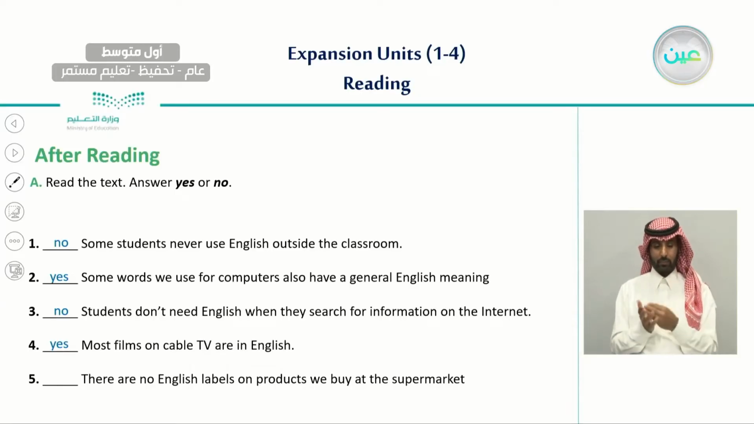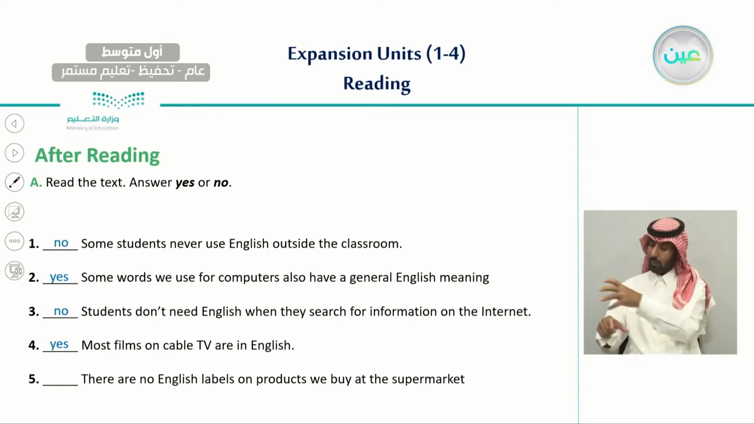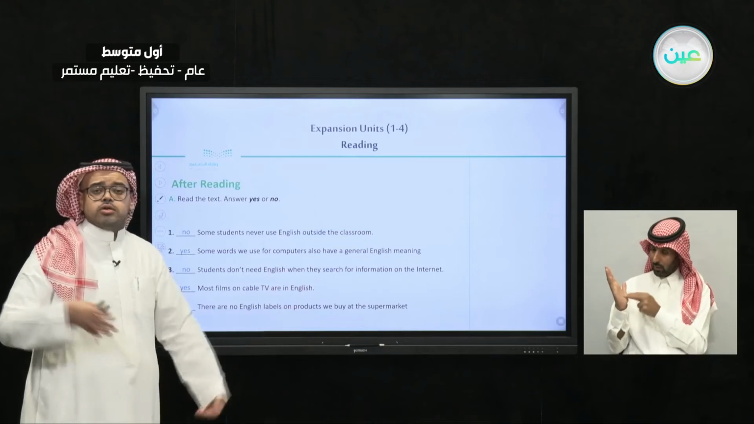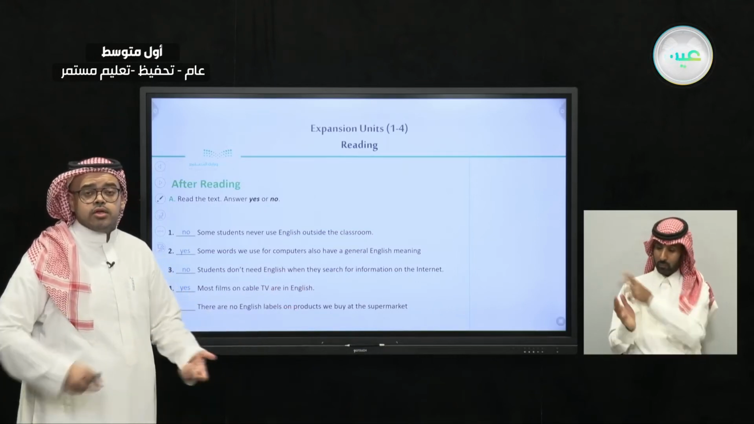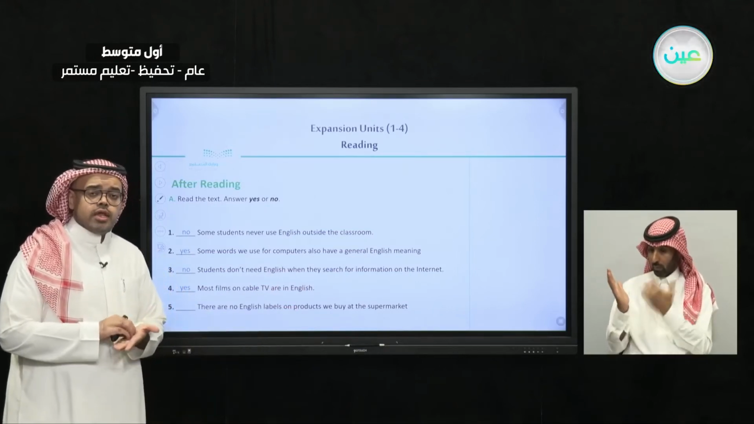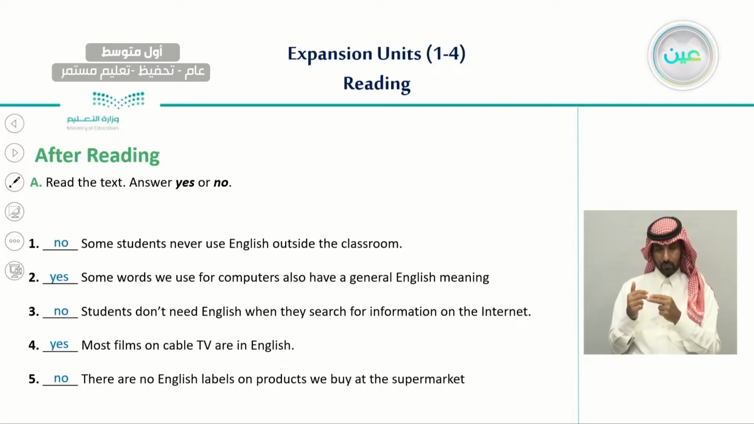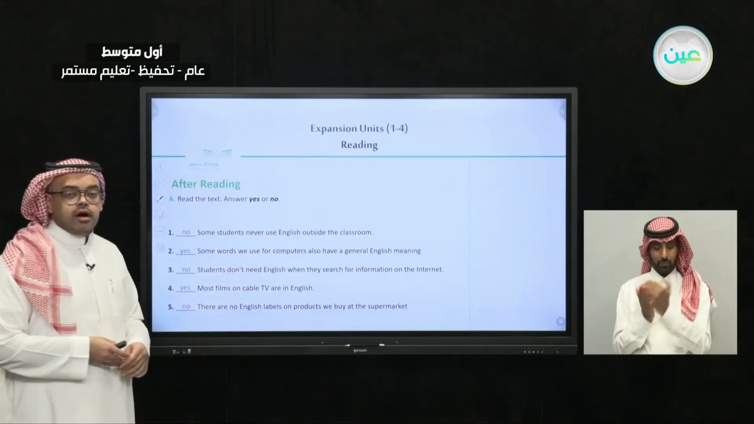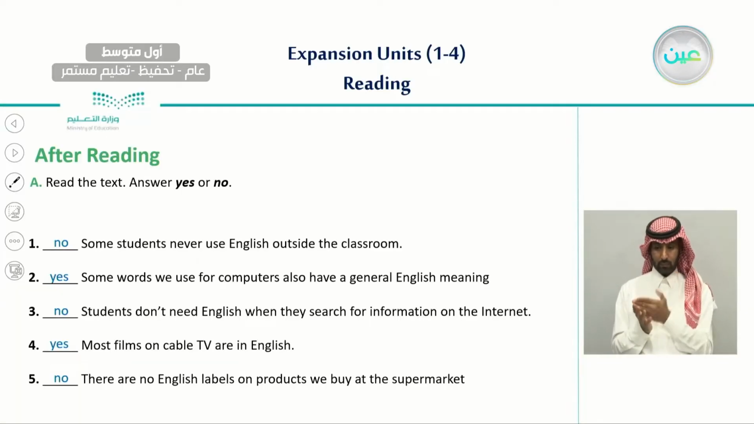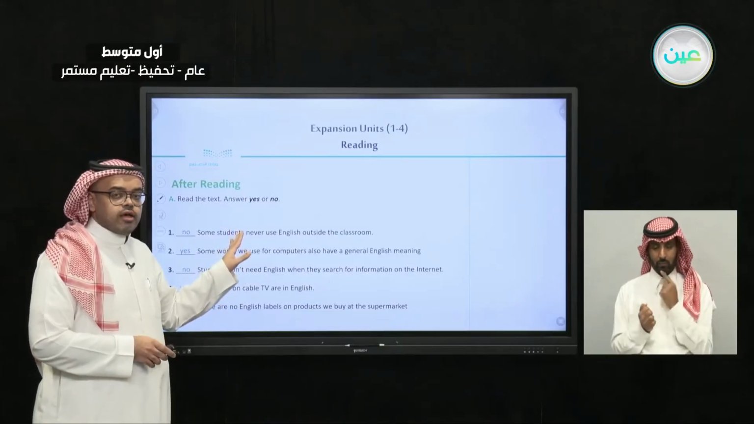And the last one, there are no English labels on products we buy at the supermarket. What do you think? When you go to a supermarket or a mall and you buy a product, do you see English words on the labels of these products? Of course you do. So here we're going to write no. There are English labels on products we buy at the supermarket. So here we go. Here are the answers of the first exercise, exercise A.